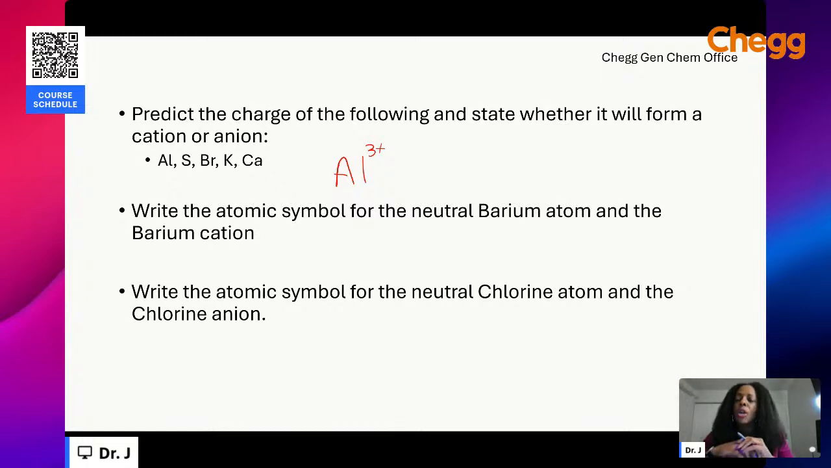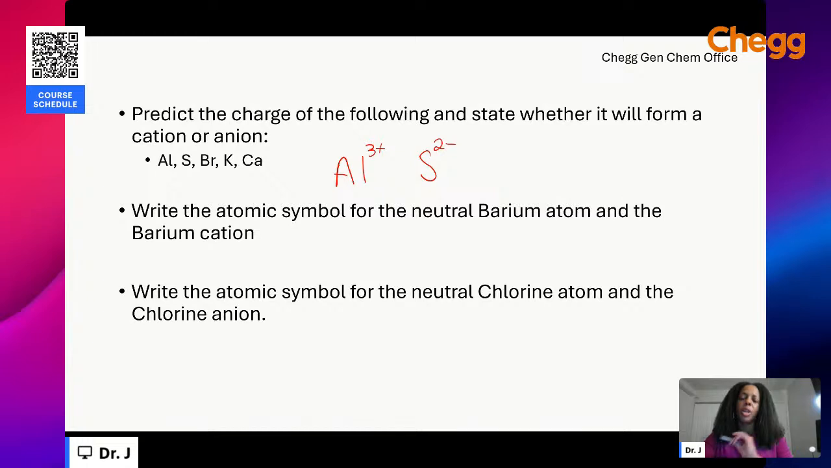We'll try another one. Let's try sulfur. Sulfur, find it. It's in group 6. So now I have 6 valence electrons. Do I want to kick those 6 out or keep the 6 and go get 2 more to come over? It's a lot easier for it to get those extra electrons to come on over. And so our sulfur is going to gain 2 more electrons to get up to 8. So that means it would become a -2 charge.